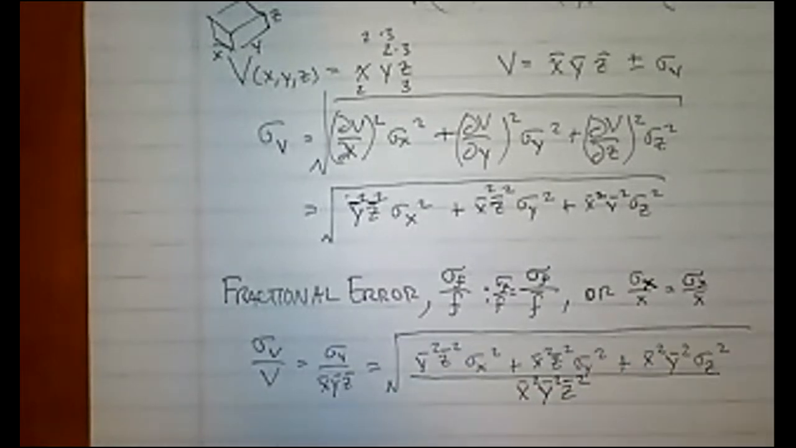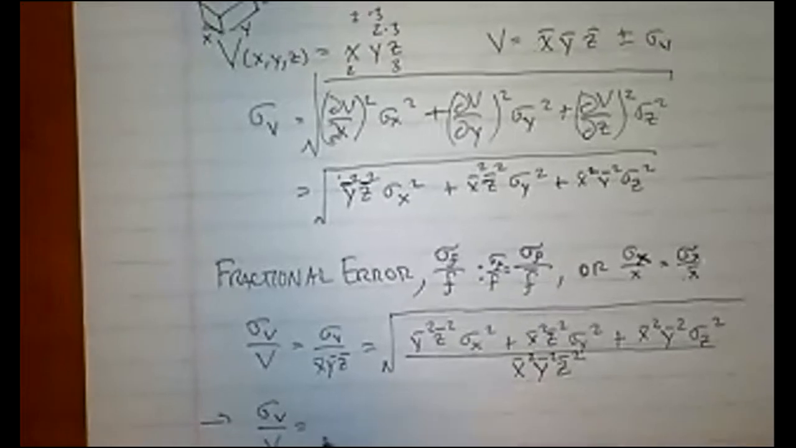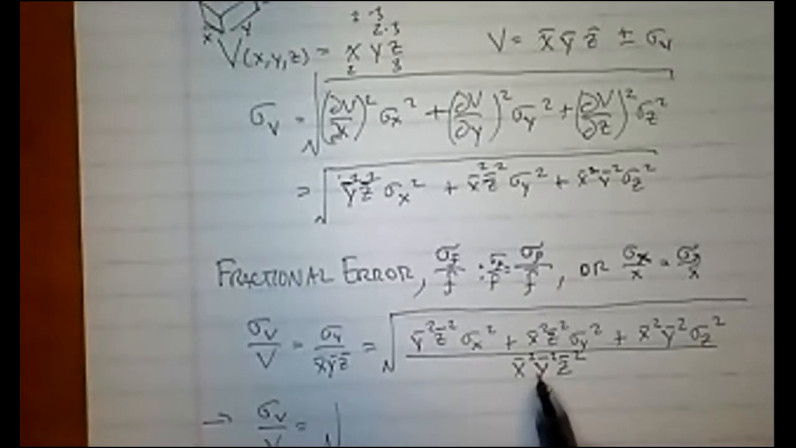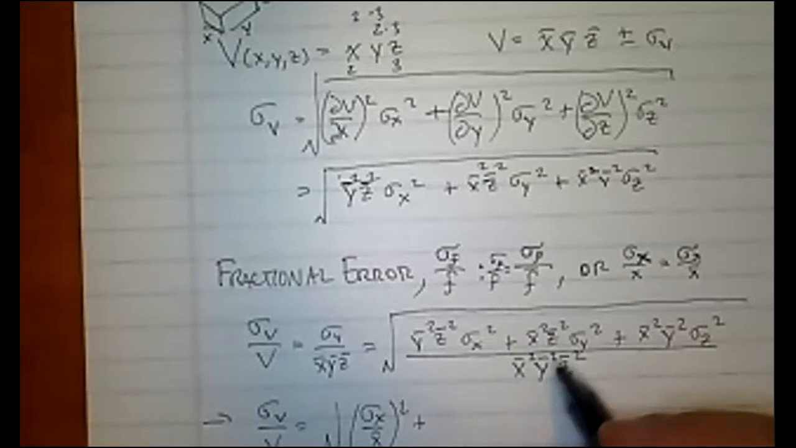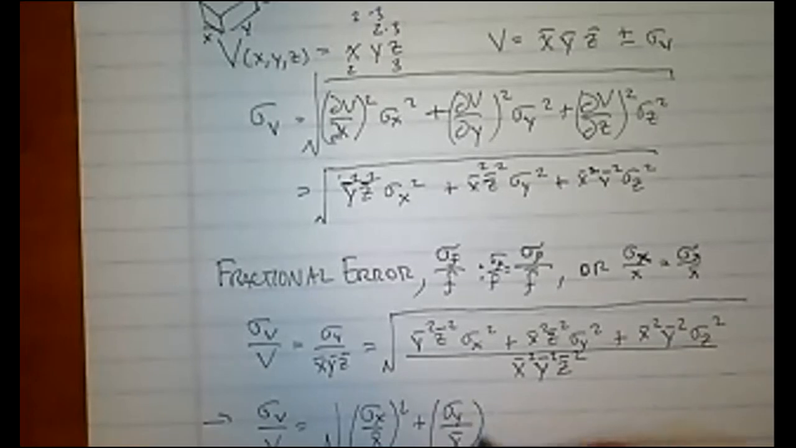So now I can say the fractional error in the volume will be, notice this front term, the y and z cancel out with the y and z and just give me (sigma x over x bar) squared. The second term, the x and z cancel out, so that just gives me (sigma y over y bar) squared. And this last term, the x and y cancel out, so this just leaves me (sigma z over z bar) squared.